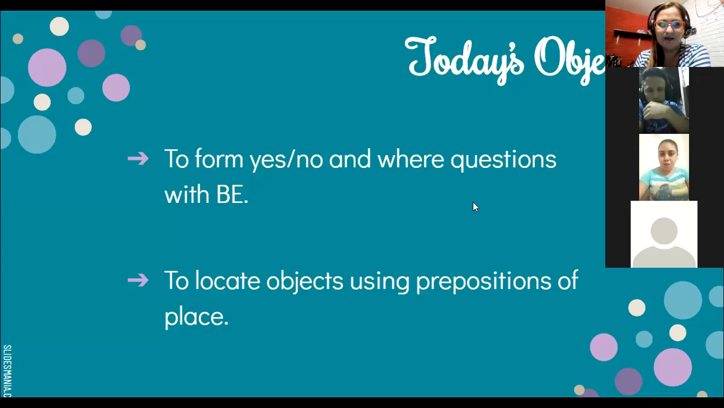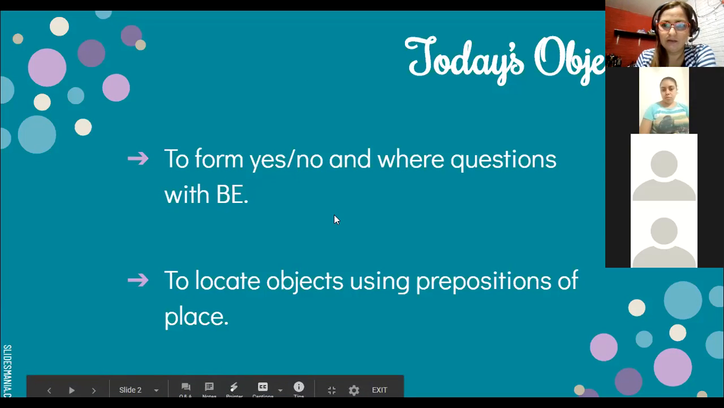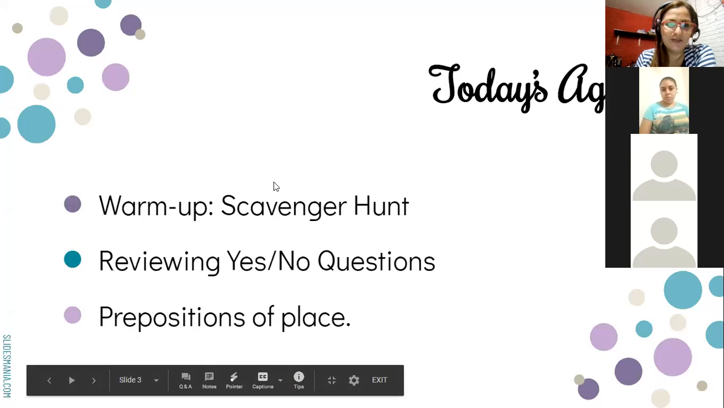Today's objective. To form yes, no, and where questions. To locate objects using prepositions of place. Excellent. Very good. Today's objectives: to form yes, no questions, or yes, no, and where questions, and to locate objects using prepositions of place, okay? Vamos a reforzar eso, okay? And this is what we're going to do, all right? We're going to play a game. We're going to review yes, no questions and prepositions of place, okay?